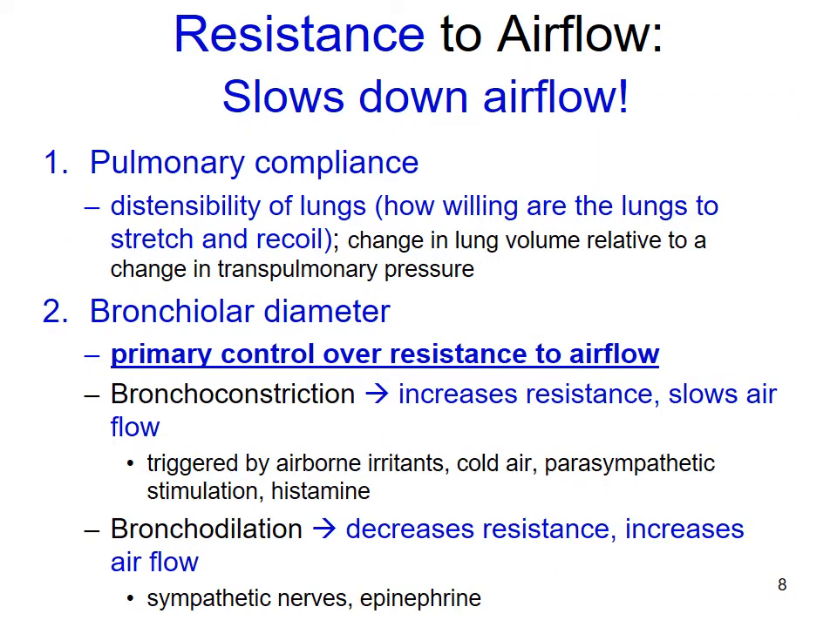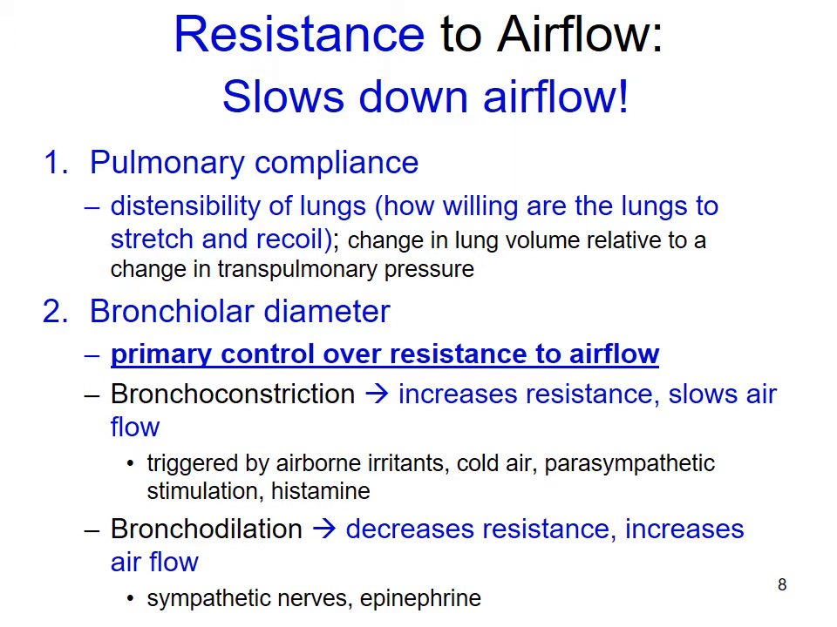The next thing that I want to discuss with you is resistance to airflow. Now, resistance is anything that's going to slow down airflow. And it turns out that when you take a look at your breathing pattern, there are three things that are going to contribute to resistance.